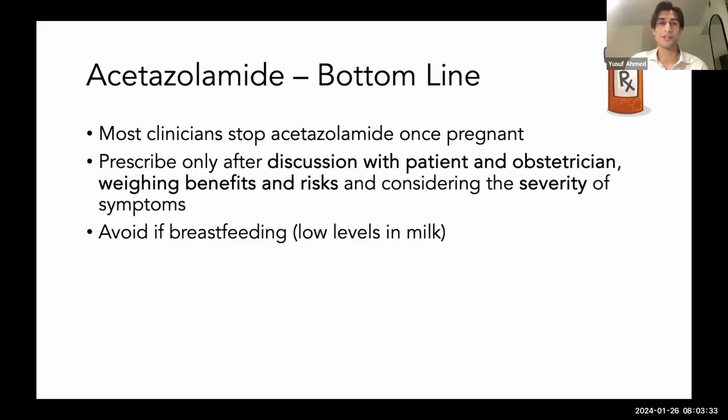So the general consensus here is that most clinicians tend to stop acetazolamide once pregnant, especially if they have mild IIH without significant symptoms. But if you are going to be prescribing it, it's important to have a discussion with the patient and obstetrician, weighing the benefits and the risks and considering the severity of the symptoms. So having it be a shared decision is especially important. And, you know, there is an indication if a patient has severe IIH. It is important to avoid in the breastfeeding population because there are low levels found in the breast milk.